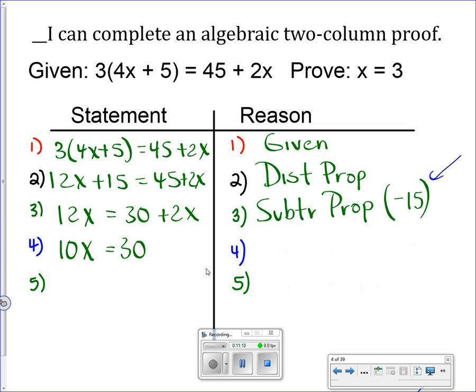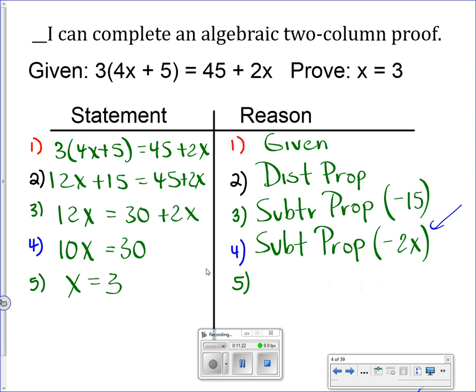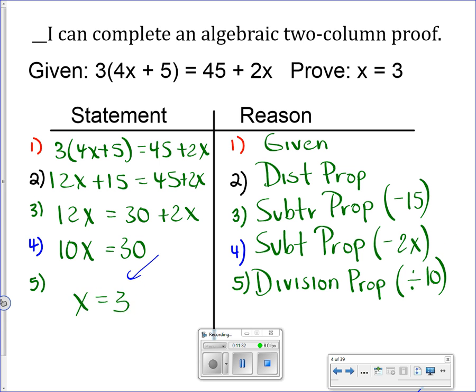Next step, 10x equals 30. How did I do that? Well, I subtracted 2x from both sides. Then I got x equals 3, which is possible by division by 10 on both sides, right? Okay, once the last statement matches what I'm trying to prove, I'm done.